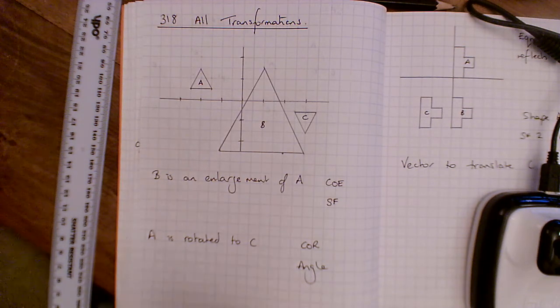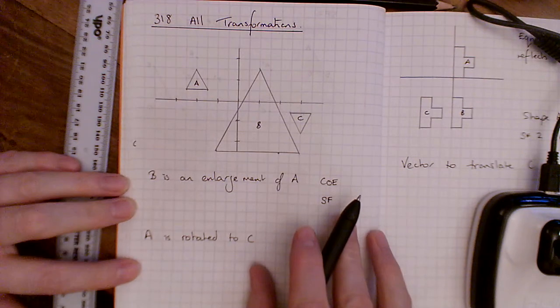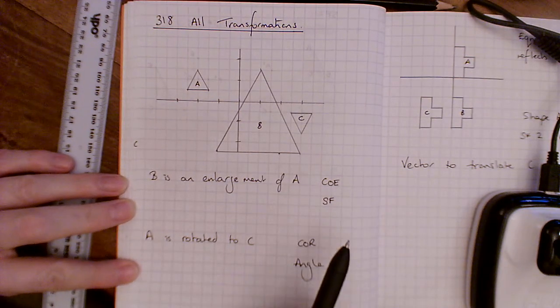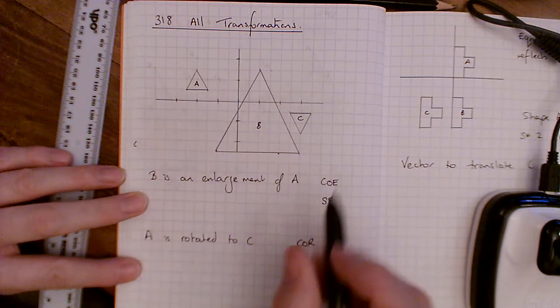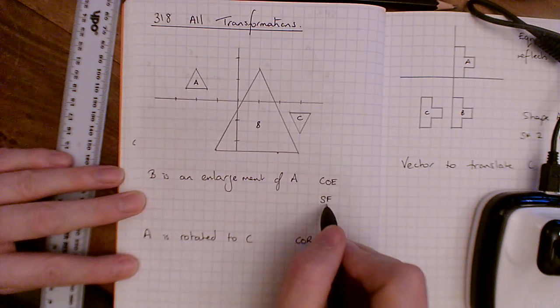So we've done all the work on the transformations at this point. We should know everything that we talked about, so we can go quite quickly, I guess. B is an enlargement of A. We need to know the centre of enlargement, we need to know the scale factor.